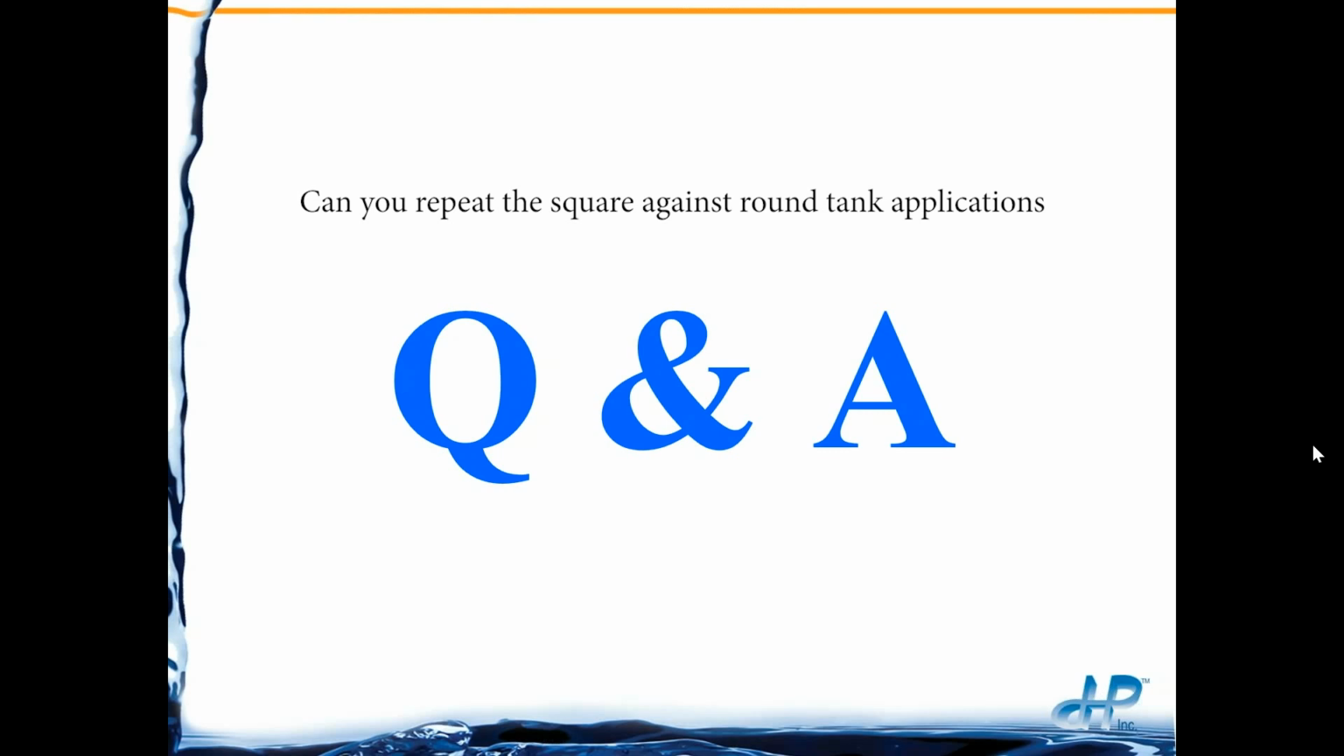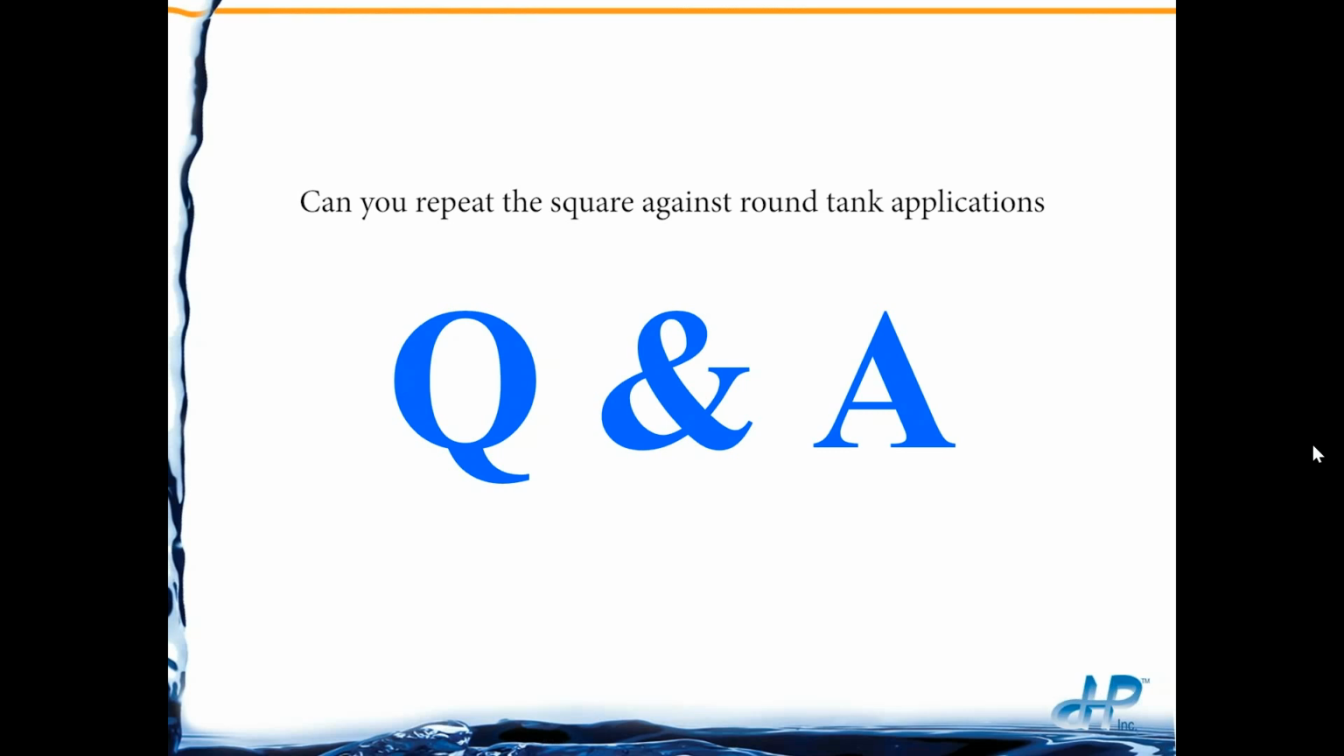Can you repeat the square against round tank applications? Okay, square towers basically allow you to use what's called structured packing, so slat trays, the PVC slat trays that I mentioned in the webinar. I'm sorry I didn't talk fast enough for the last few slides. What they do is allow vibration, and the vibration on the PVC slats allows the fouling to flake off and fall to the bottom of the tower, where it can be easily removed without causing fouling on the packing itself.